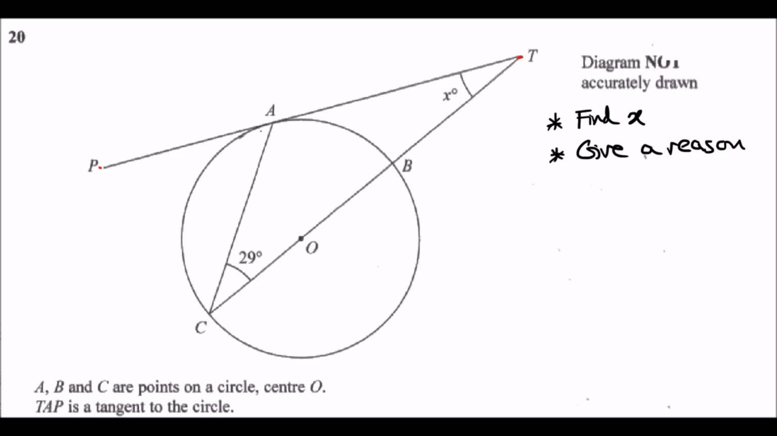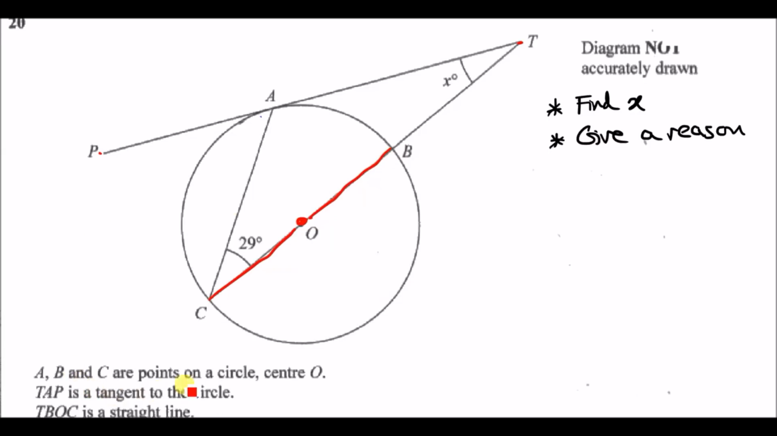Okay, number 20. So we've got A, B, and C are points on the circle with center O. So this means these lines up next to it are the radiuses. So a radius here and a radius there. Now TAP is a tangent to the circle.